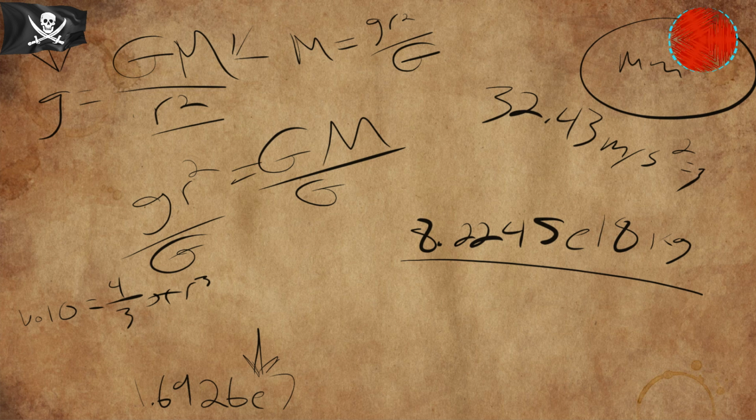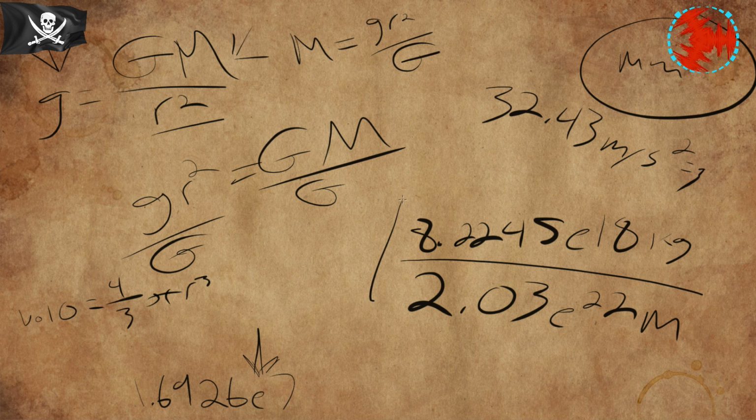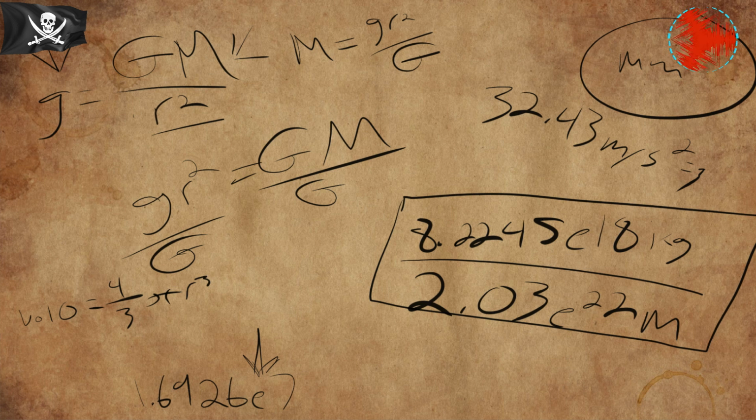I'm doing a whole science episode's worth of math for you. Ooh, I can just enter the radius in the Google thing. So let's just do that. 1.6926 E7 gets us a volume of 2.03 times 10 to the 22 cubic meters. All this divided by each other should give us the mean density.